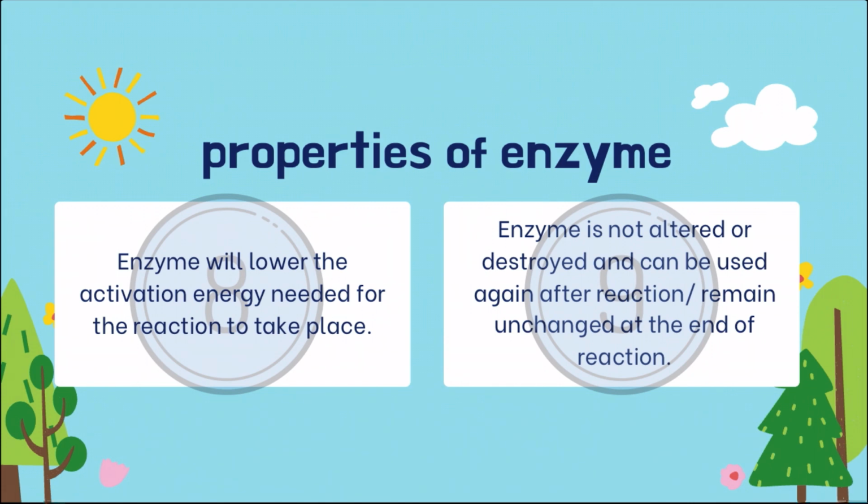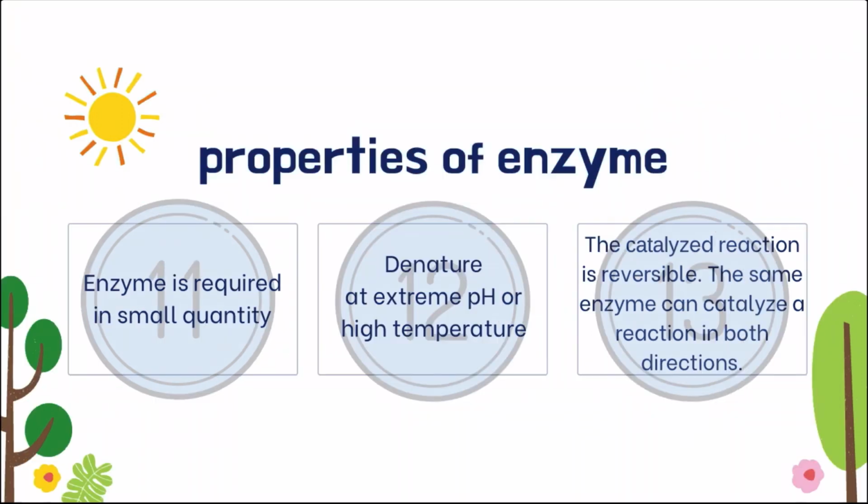Number 9, enzyme is not altered or destroyed and can be used again after the reaction. It remains unchanged at the end of the reaction. Number 11, enzyme is required in small quantity. Number 12, it denatures at extreme pH or high temperature. And the last one, the catalyzed reaction is reversible. The same enzyme can catalyze a reaction in both directions.